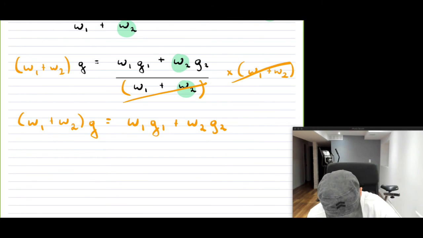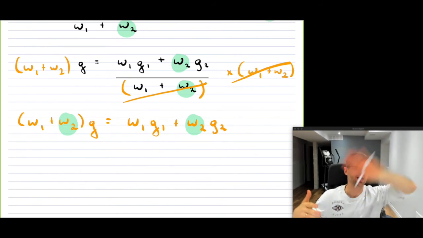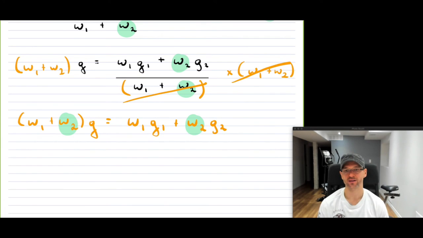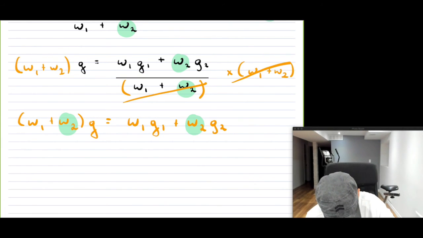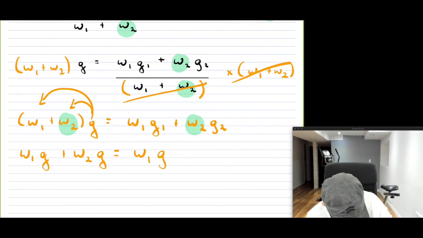Now, my problem is that I have W2 here and W2 here. I have to put them on the same side. It's like solving for x when you have x on the left and x on the right. You want to bring them over and bring everything else to the opposite side. In this case I have to bring G inside the bracket to get rid of the bracket. So I'm going to have W1 times G plus W2 times G equals W1 G1 plus W2 G2.